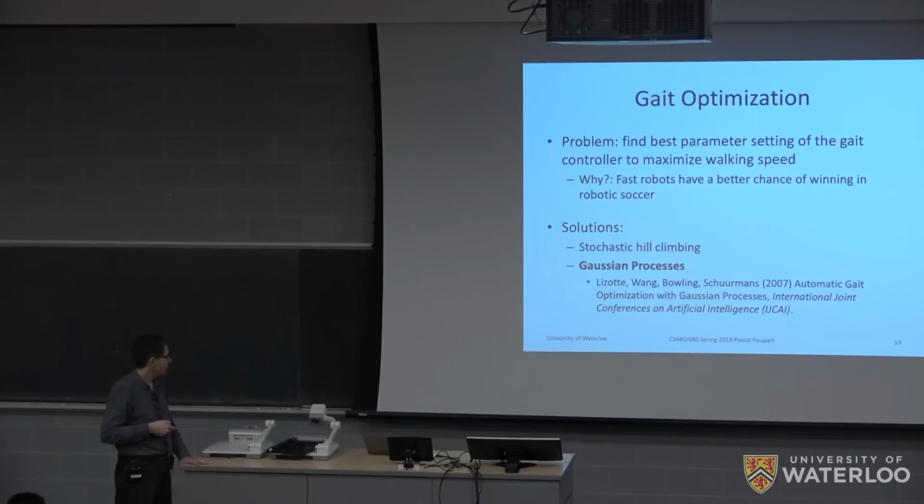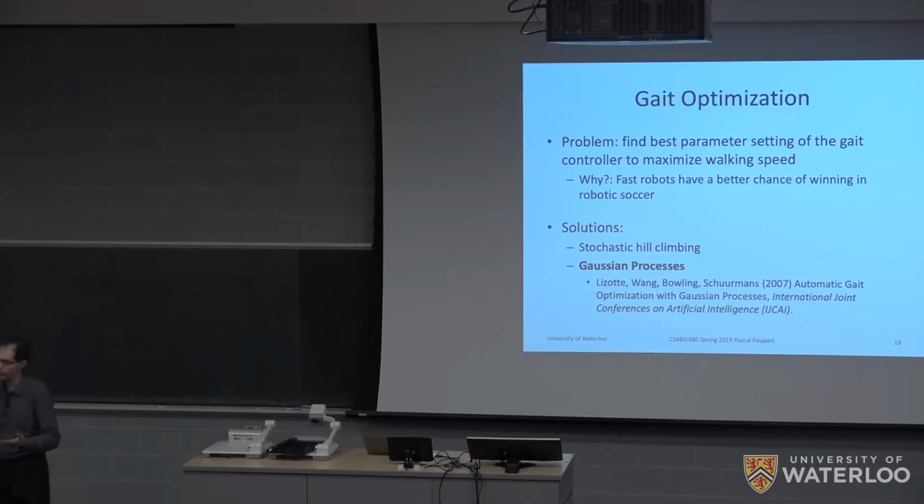Okay, so there are many solutions to this problem. At the end of the day, we can think of it as a search problem in the space of parameters of controllers. But one technique that stood out early on were Gaussian processes. And still today, Gaussian processes are quite important in robotics.